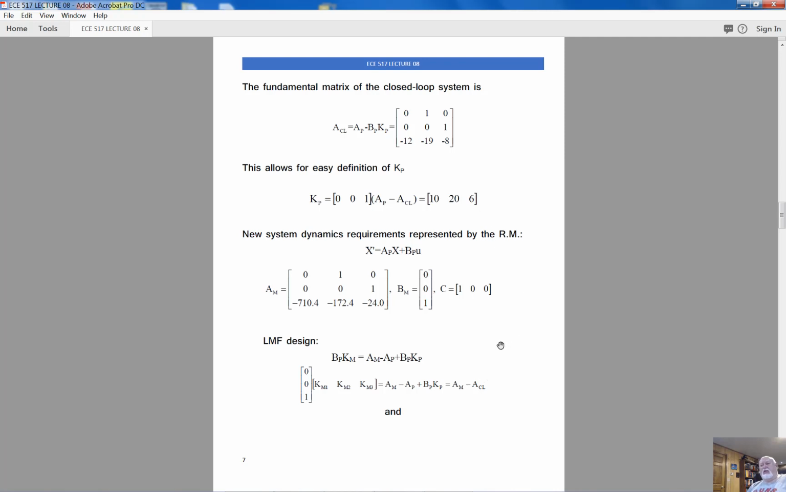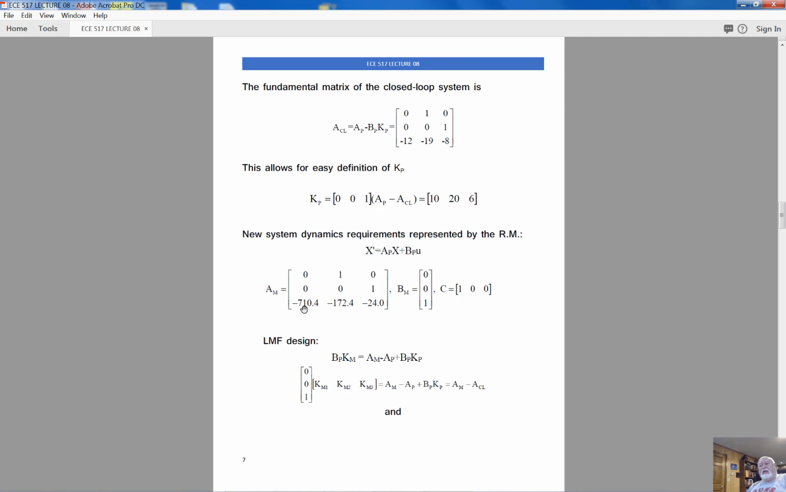So, the control plant was unstable and we stabilized it. Period. But now it's time to recall the design specs for our system. And these design specs should be incorporated into the reference model. And this is the reference model.